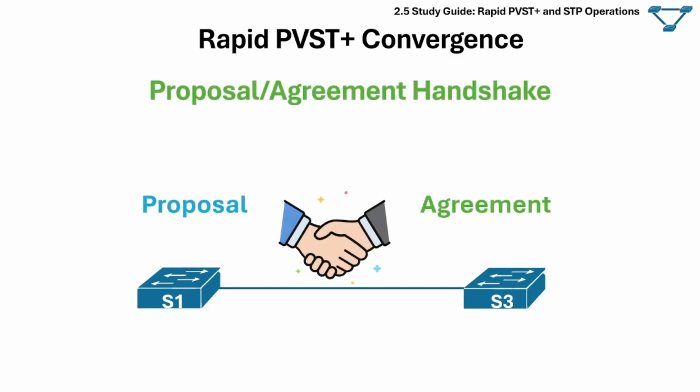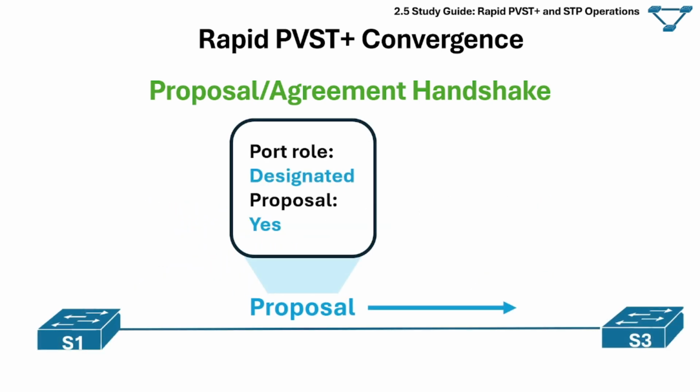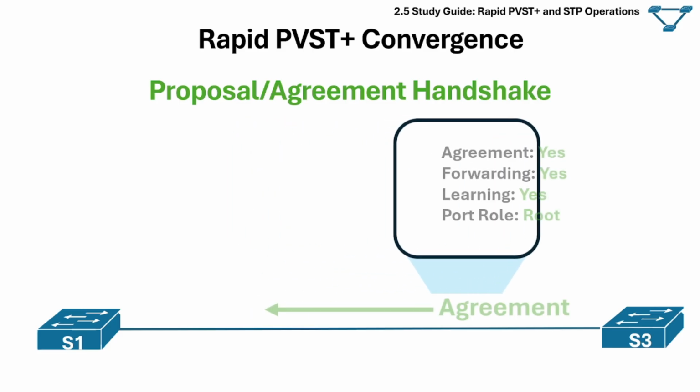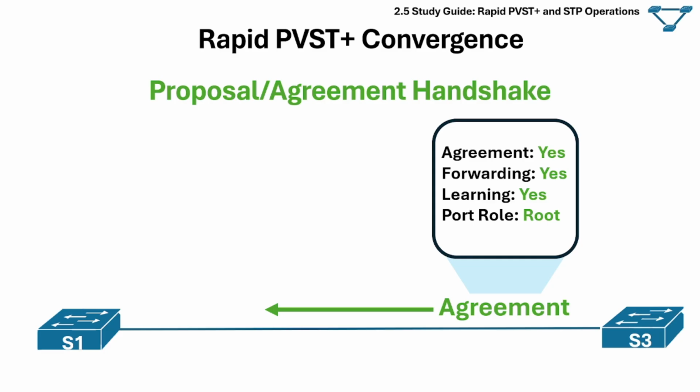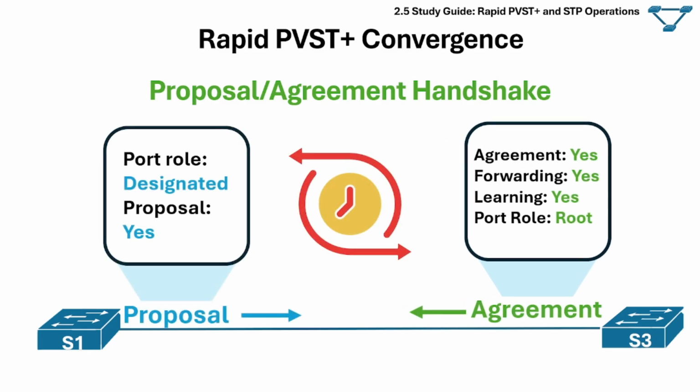Next is the proposal agreement handshake. When a link failure occurs or a new device is added, the switch initiates a proposal message to its neighbors. The neighbor responds with an agreement message, and if the path is deemed optimal, both switches on the link will transition their respective ports to the forwarding state. This process of proposal and agreement allows for a rapid progression of the spanning tree from the root switch towards the leaves, minimizing the time it takes for the entire network to converge.